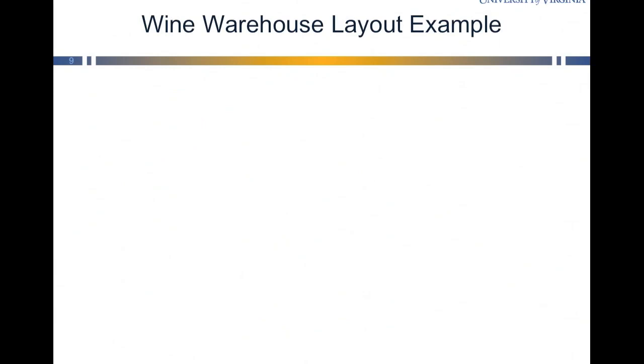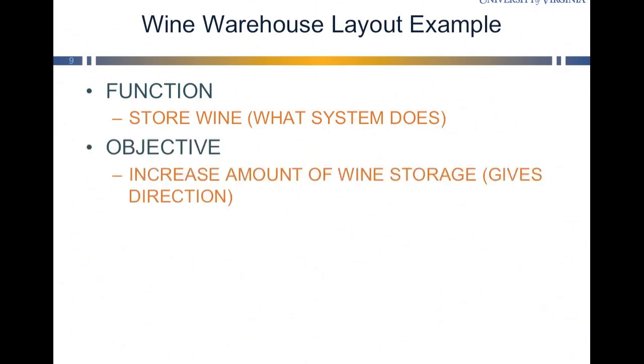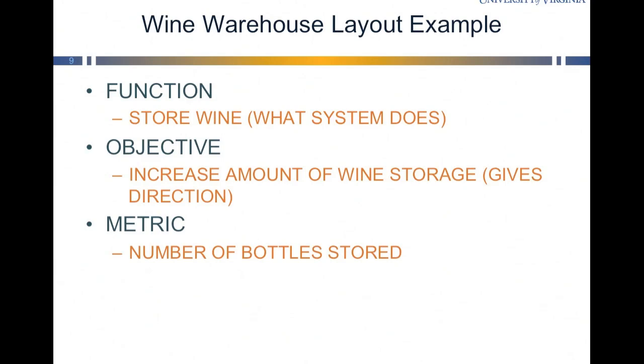So we're going to jump right in and give you a couple of examples of the differences between objectives, metrics, design requirements, and functions. And one of these comes from an example project we worked on in laying out wine in a warehouse. In this case, one of the functions could be storing wine among many other functions. One of the objectives could be increase the amount of wine storage. We see there's direction to that function. It's better if it stores more wine. A metric could be then the number of bottles stored.